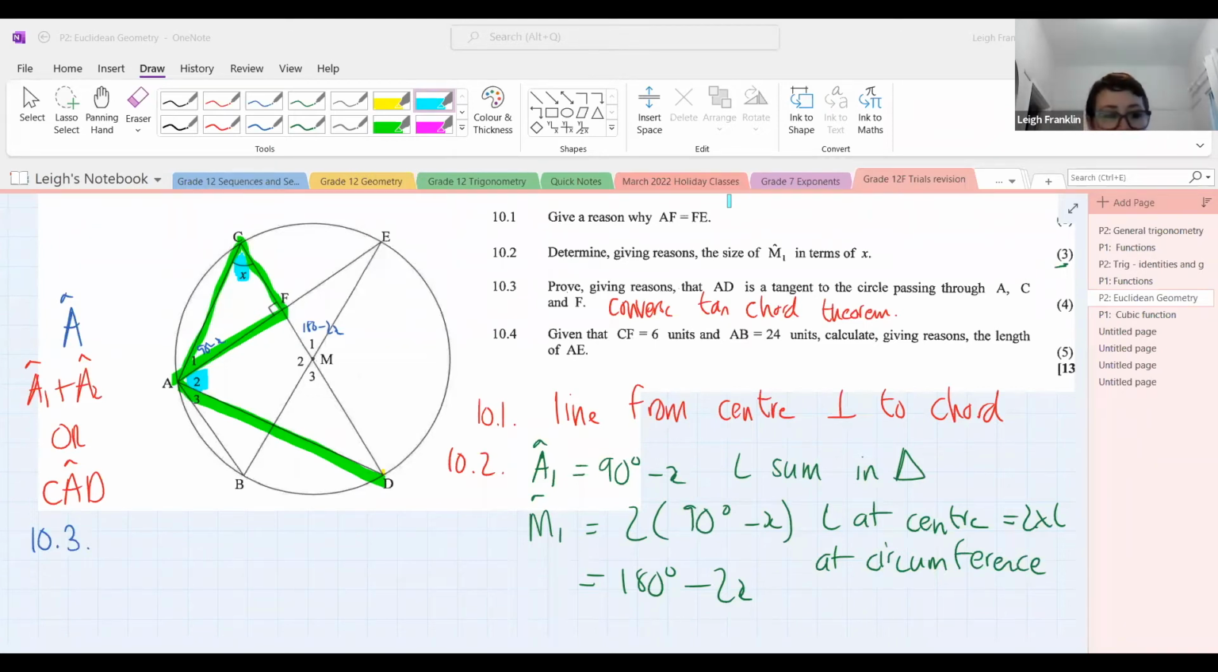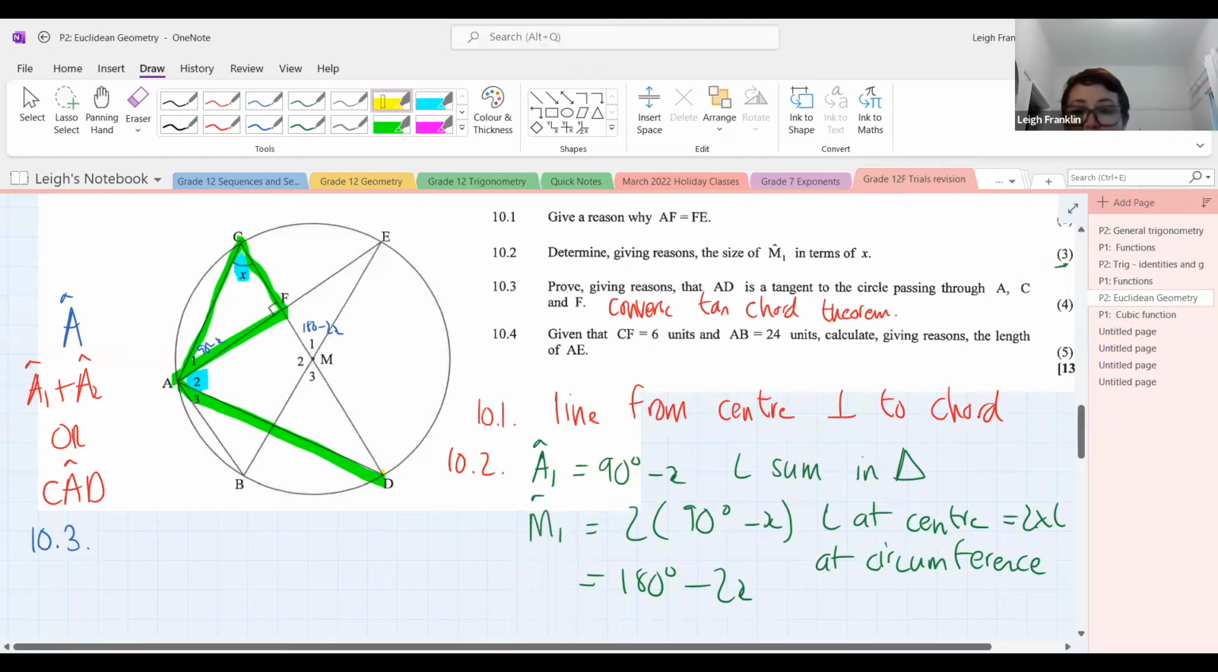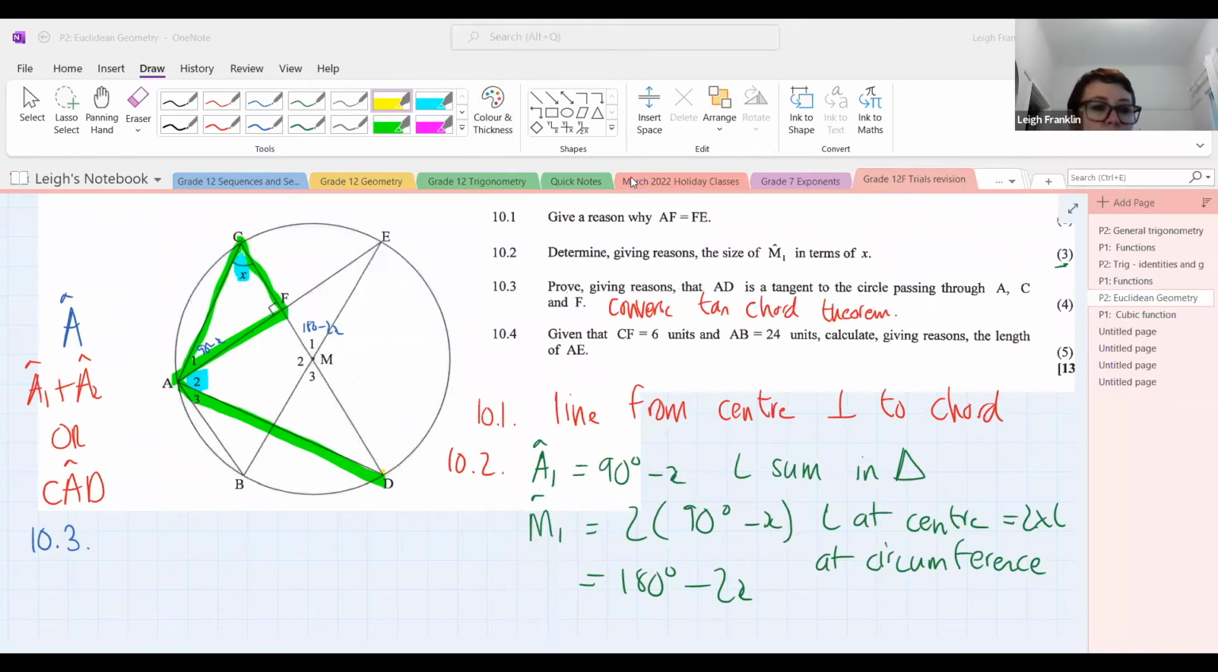How are we going to do this? How are we going to show that A2 is X? Anyone got any ideas? It goes back to what we were talking about in the very beginning about which two angles make 90. M1 equals 2 of C. No, M1 equals 2 of A1.